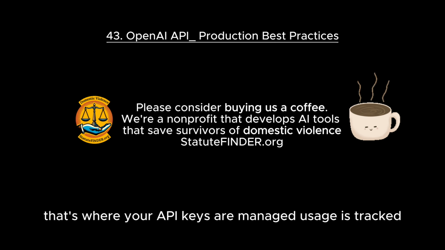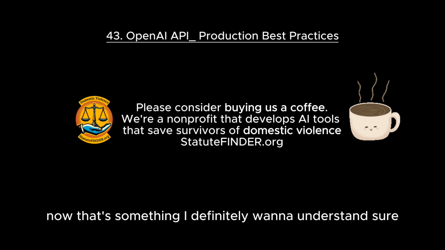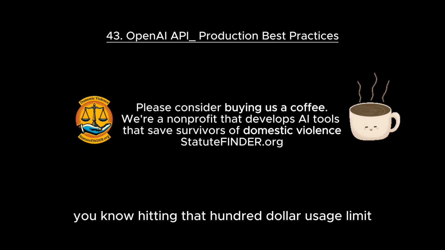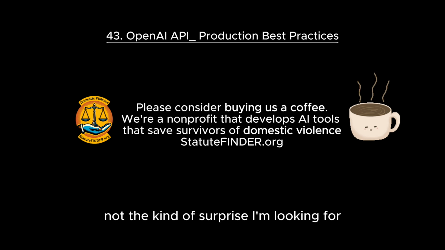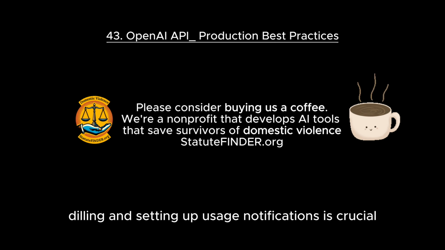That's where your API keys are managed. Usage is tracked. Billing happens. Ah, billing. Now that's something I definitely want to understand. I've heard stories about people hitting that $100 usage limit and then getting a surprise bill. Not the kind of surprise I'm looking for. Definitely not. And that's why understanding billing and setting up usage notifications is crucial.